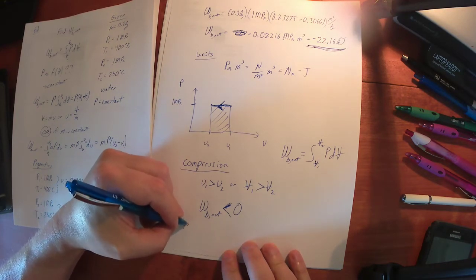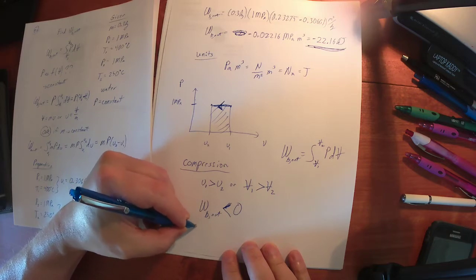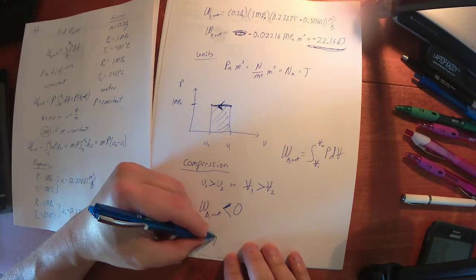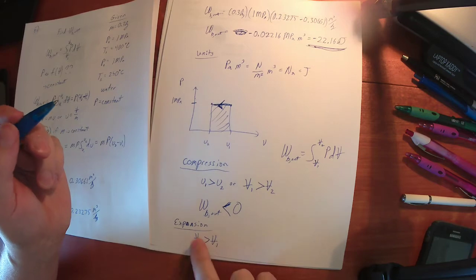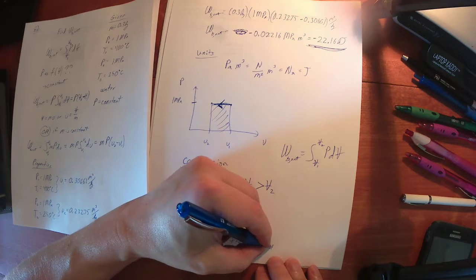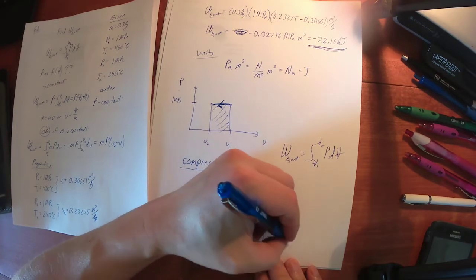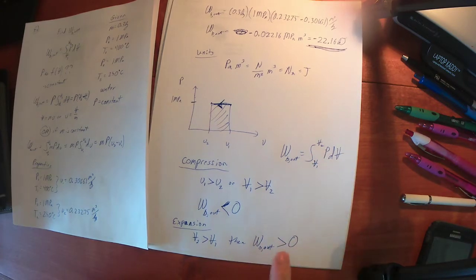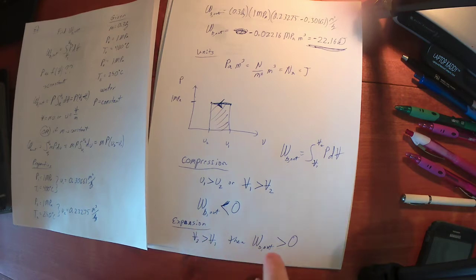Now, if your system is expanding, if you have expansion, that is where you're starting at a smaller volume and going to a larger volume. Then your boundary work in the out direction is going to be positive. If this is bigger than that one, this quantity is positive, you're going to get a positive boundary work out. Expansion is actually work out. If I'm running an engine, that's what I want. I'm putting heat into it, and I want that to cause expansion. That causes work out. So this is kind of the traditional sign convention.